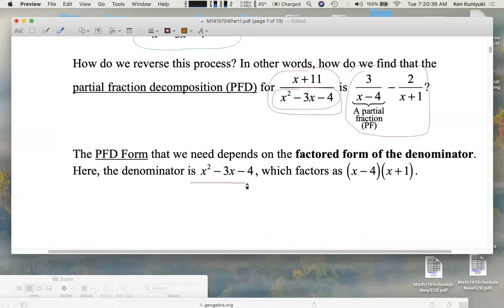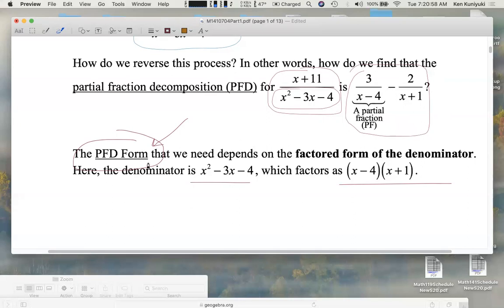So once we know how to factor the denominator, we should be able to figure out the PFD form. In fact, that's going to be problem 1 in your homework for this section. It's important that you know how to figure out the PFD form, because if you can't figure this out, then you're going to be dead if you have to actually figure out the PFD over here. You have to know how to work out the PFD form. What form will this decomposition take?